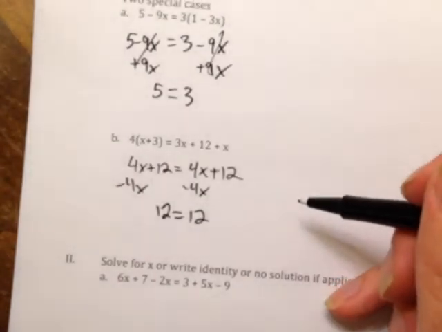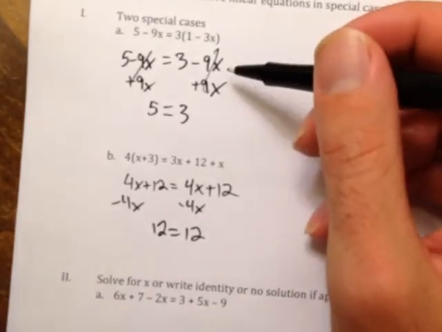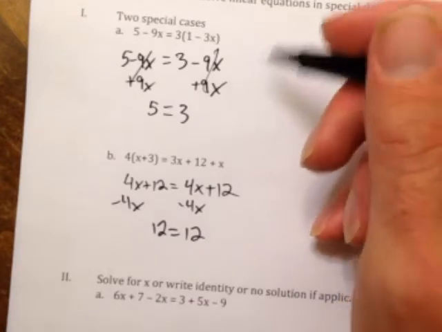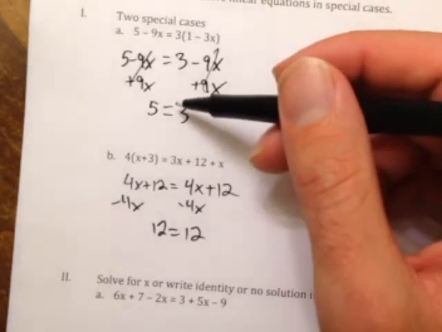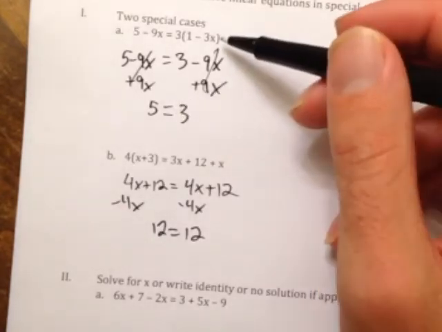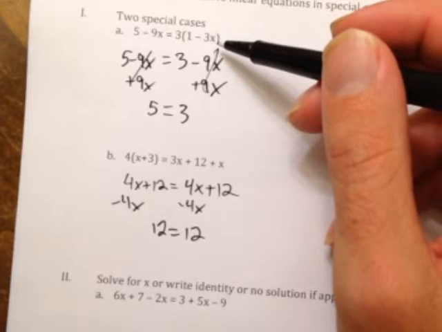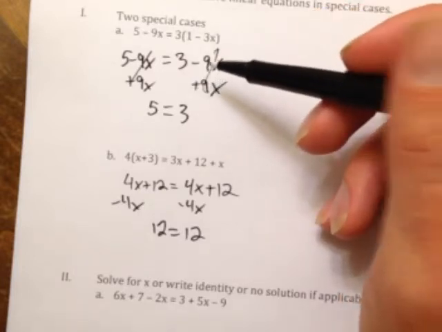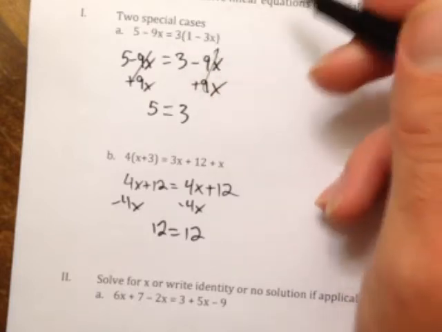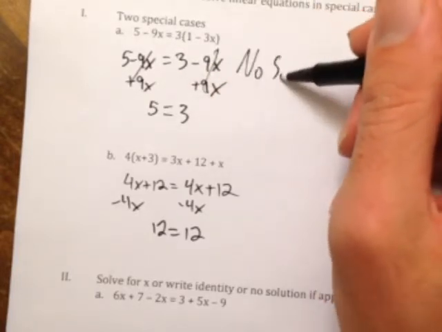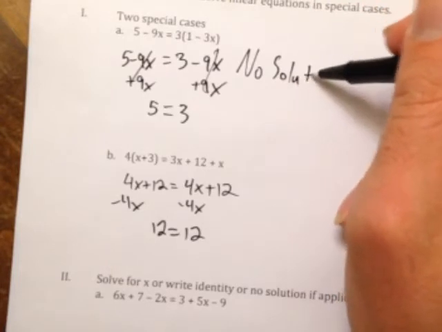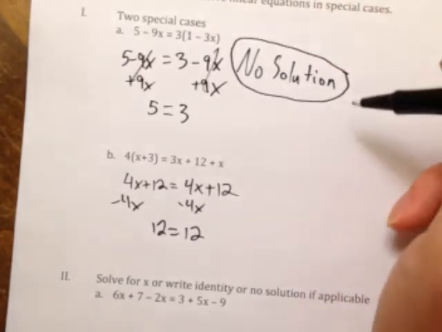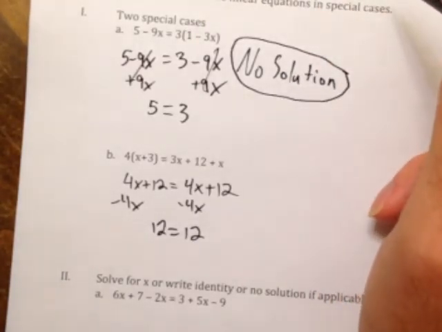What you're going to find here is that if we look at this top one, 5 equals 3, that's something that's never true. The reason that we get something that's never true, 5 doesn't equal 3, is because this equation is never true. If you tried plugging in a number for x, you could plug in as many different numbers as you want. You're never going to get the left side to match the right side. This equation has no solution. So when you get something that doesn't make sense, like 0 equals 2 or 5 equals 17, that's a situation where you have to have no solution.